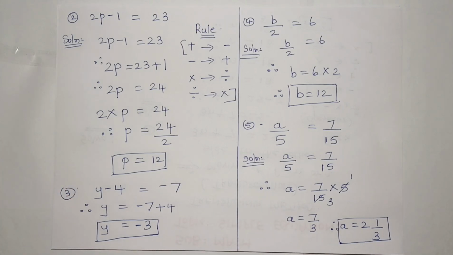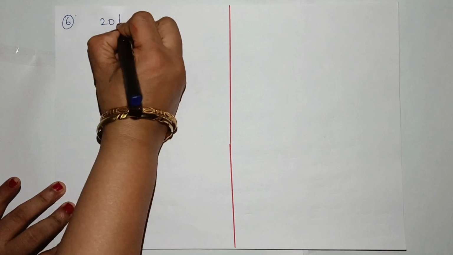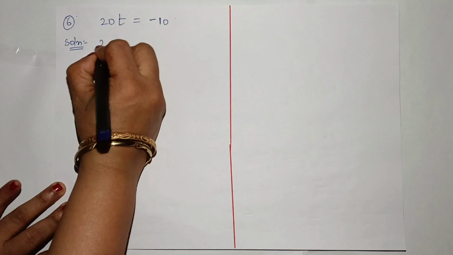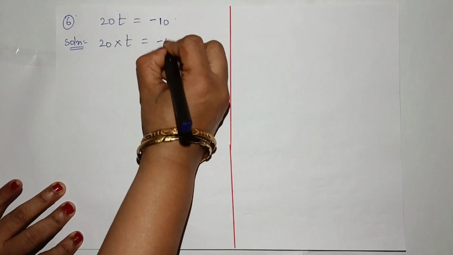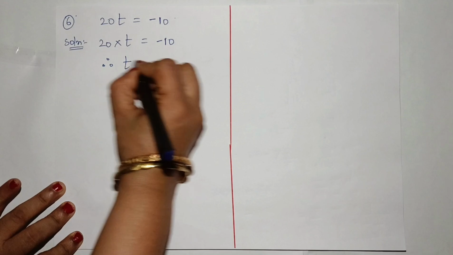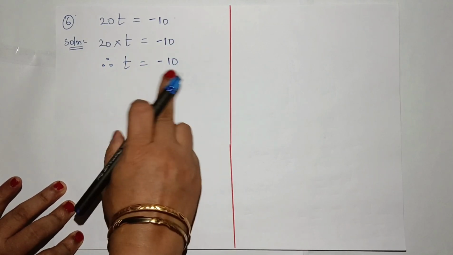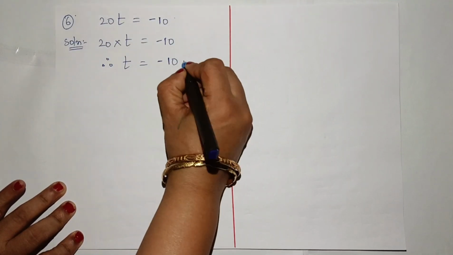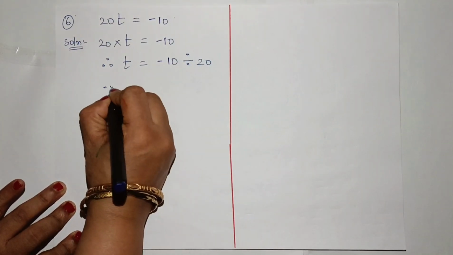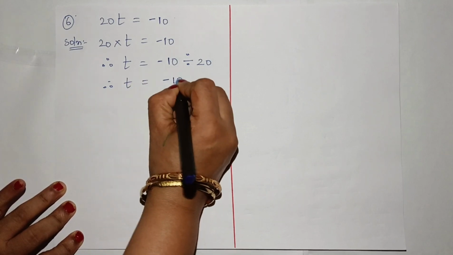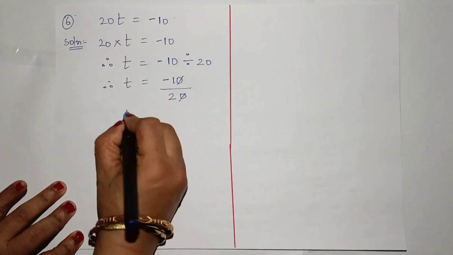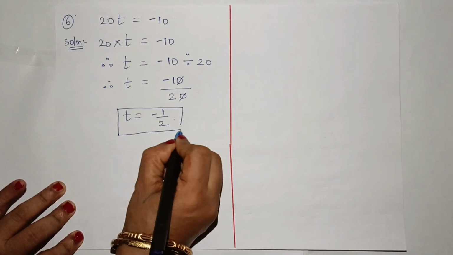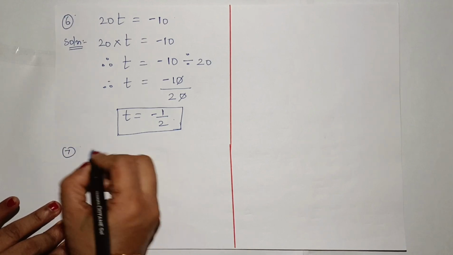Next question. The question says 20t equals minus 10. Solution. 20t means 20 times t. We have to find out the value of t. First write minus 10, whatever is there in the RHS. When you shift 20 to that side, multiplication becomes what? Divide. So you can write it in this form also: minus 10 divided by 20. So your final answer is minus 1 by 2. Are you understanding?